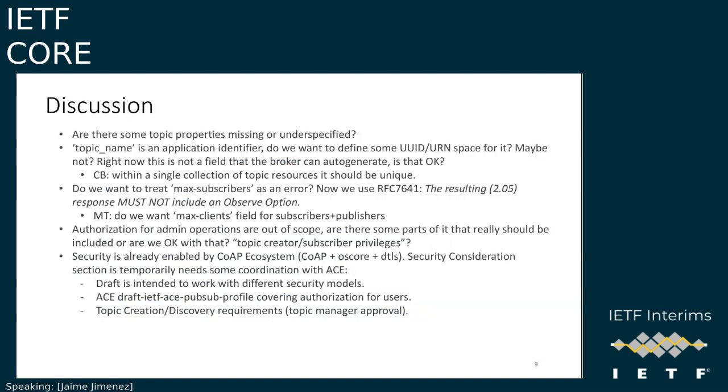So we have some discussion items from the previous IETF. The questions were, are there some topic properties missing or underspecified? We actually did a bit of an exercise trying to find new ones, and we added another one, and we'll go back into that a bit later. Then topic name is an application identifier. So do we need some UUID space for it? Basically the conclusion on that one was that as long as it's unique per collection, it's fine, that we don't really need to mandate anything specific there.